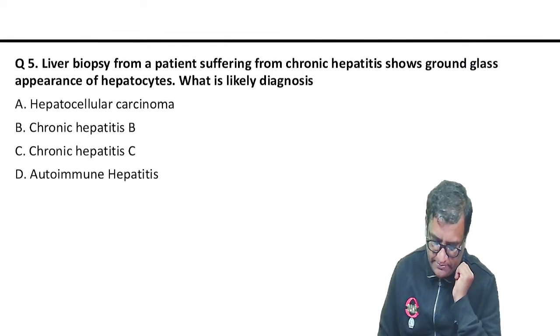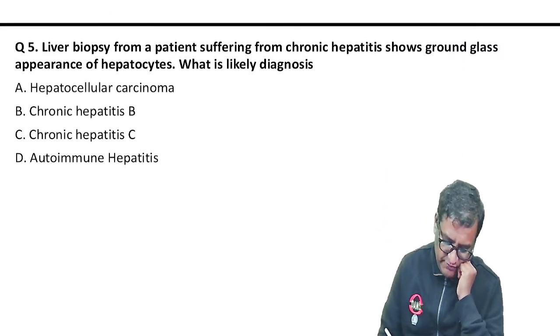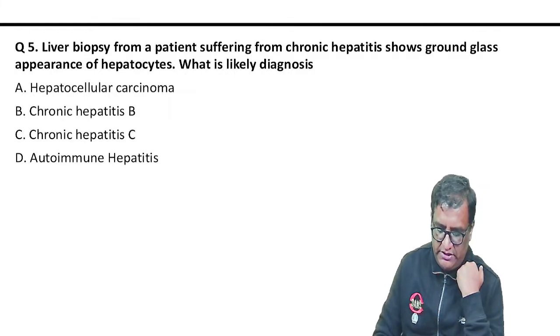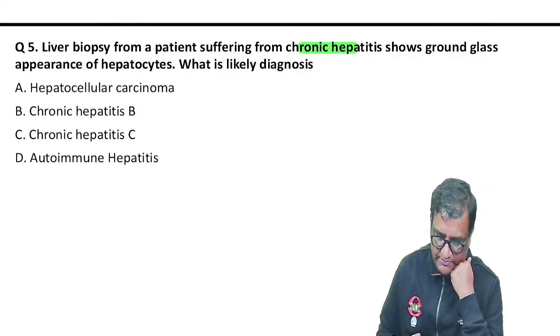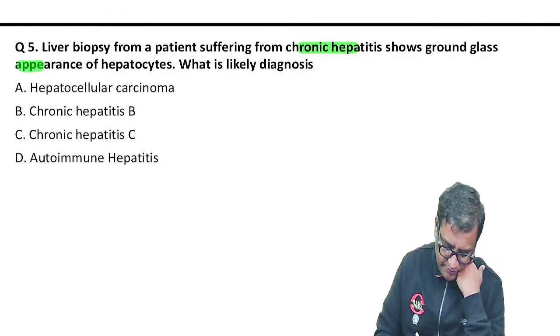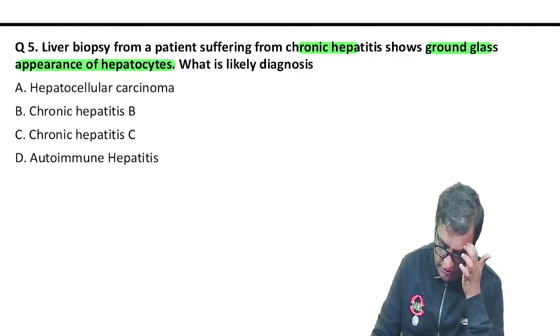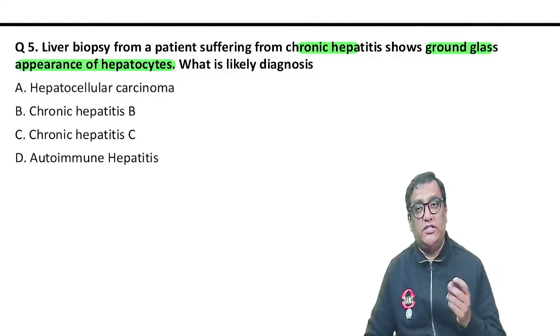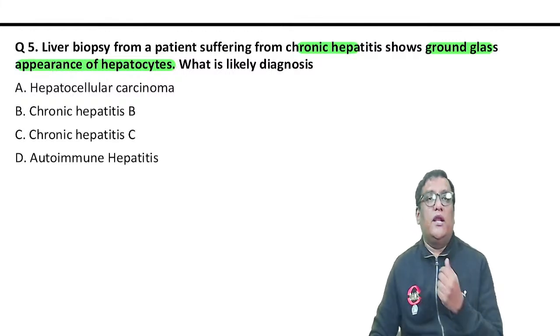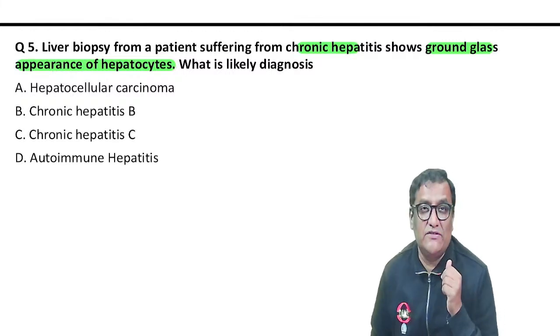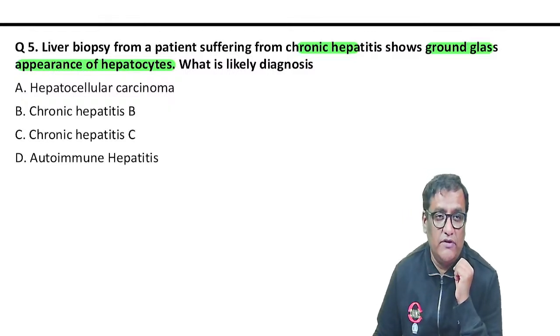Okay, next question. Question number 5. Liver biopsy from a patient suffering from chronic hepatitis shows ground glass appearance of hepatocytes. What is the likely diagnosis? So they have not given us an image. They might even give an image of ground glass hepatocytes as well, but the examiner here has not given us an image.